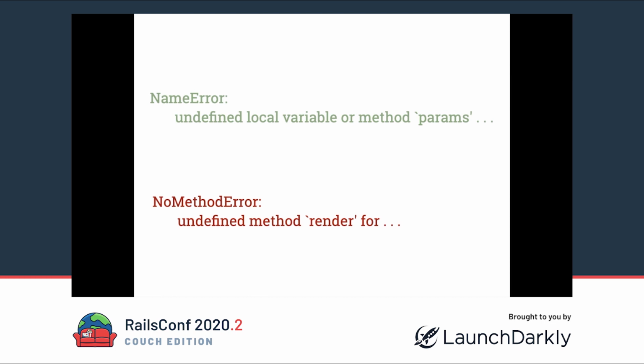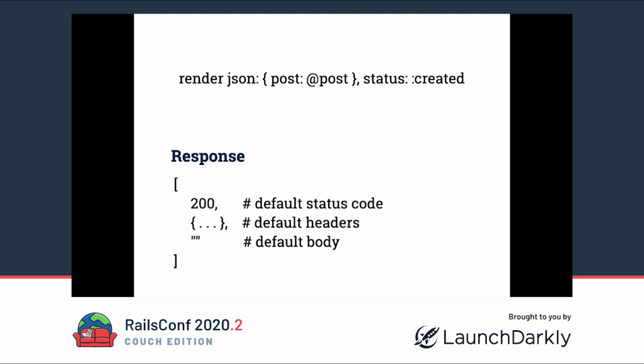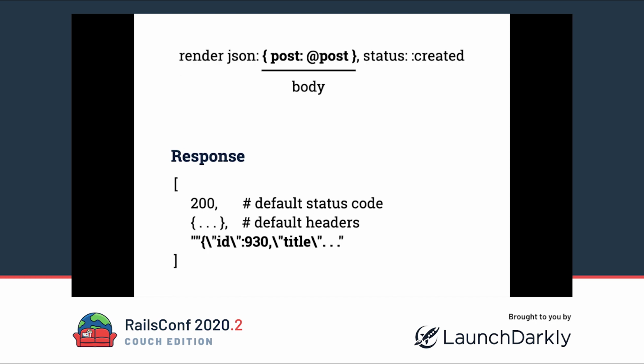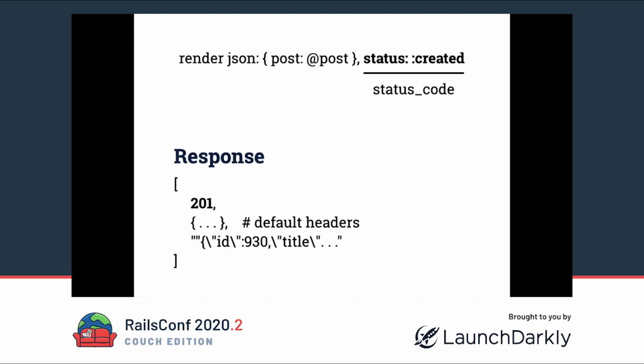And this leaves us with our render failure for our API specs. And in order to reproduce render, let's think of what it means in terms of updating our response object and what the response object will return to the router. We know that we want this hash to be the body of the response in a JSON encoded string. And we want the provided status to be the status code of the response.